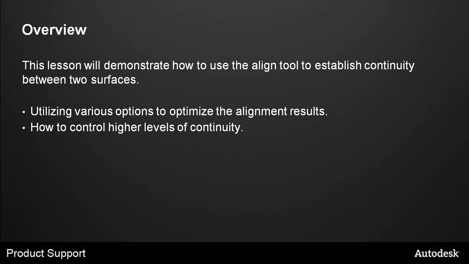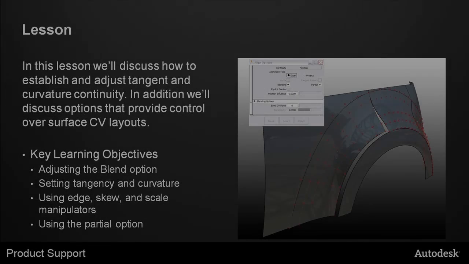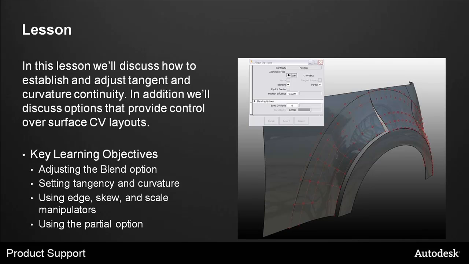This lesson will demonstrate how to use the Align tool to establish continuity between two surfaces, utilize various options to optimize the alignment results, and how to control higher levels of continuity. In this lesson, we'll discuss how to establish and adjust tangent and curvature continuity. In addition, we'll discuss options that provide control over surface CV layouts. The key learning objectives are adjusting the blend option, setting tangency and curvature, using edge, skew, and scale manipulators, and using the partial option.